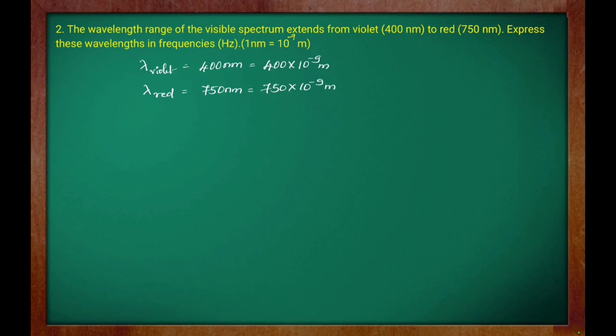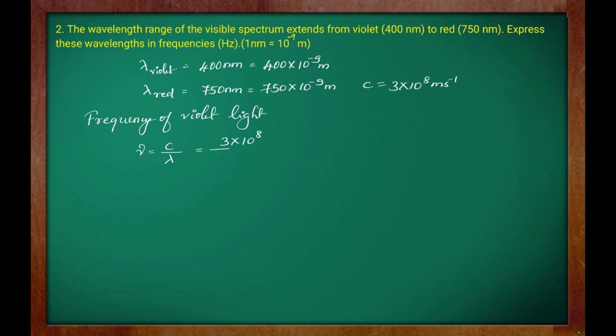We need to express these wavelengths in terms of frequencies. So first let us find the frequency for violet light. Frequency of violet light is calculated by using the formula nu is equal to C by lambda. We know C has a value 3 into 10 to the power 8 meter per second. Substituting, C is 3 into 10 to the power 8 meter per second divided by the wavelength for violet light, that is 400 into 10 to the power minus 9 meter. Upon simplification, we get 7.5 into 10 to the power 14 hertz. So this is the frequency corresponding to violet light of wavelength 400 nanometer.